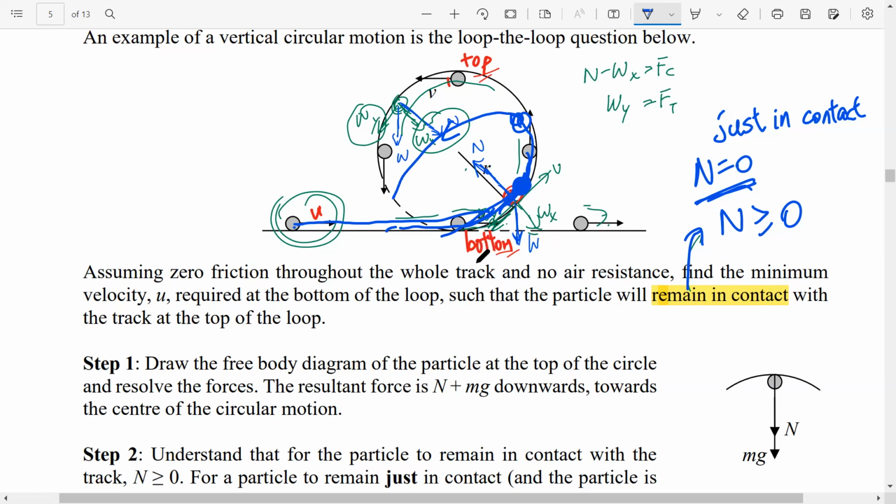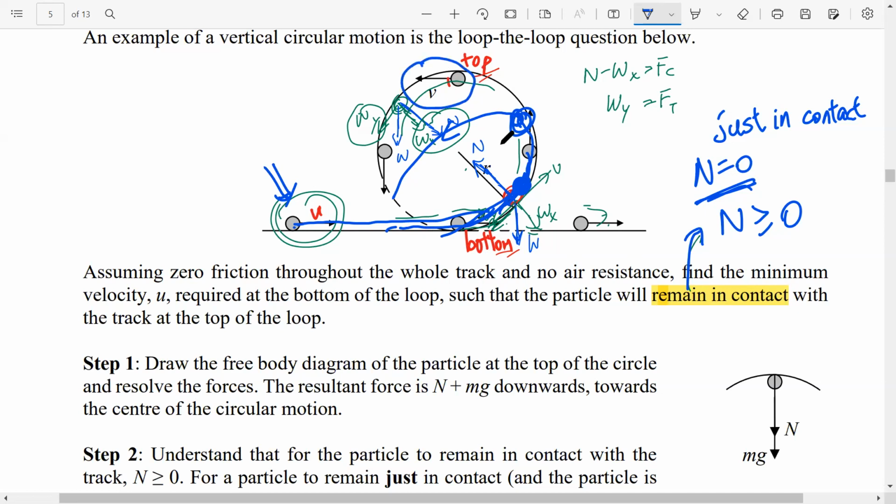You cannot let that happen for a roller coaster. This was C max last time, JC max last time, to calculate this. But it's not in the syllabus now. So the question now is, what is the minimum speed needed here so that it is able to remain in contact? Okay, that's the question here.